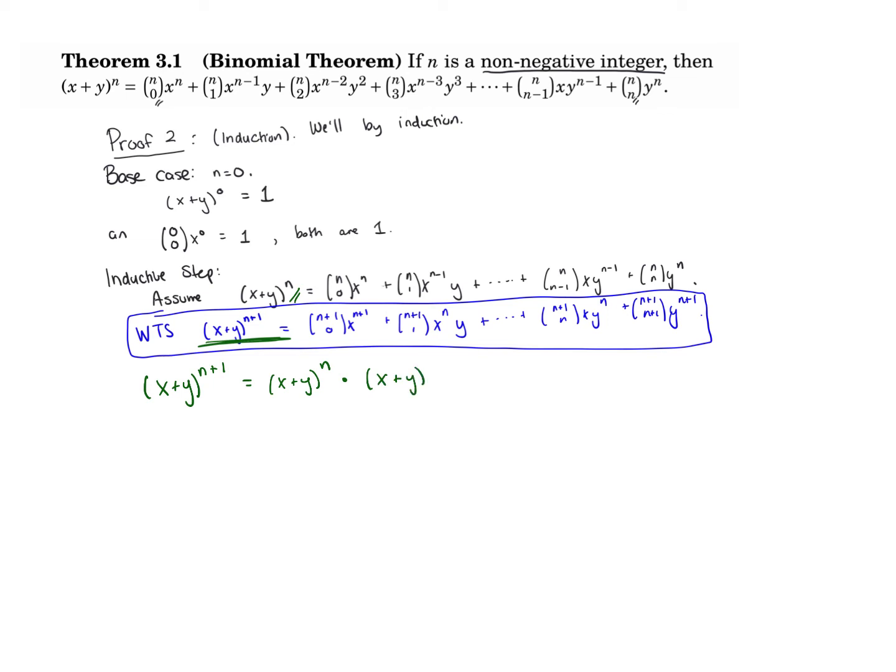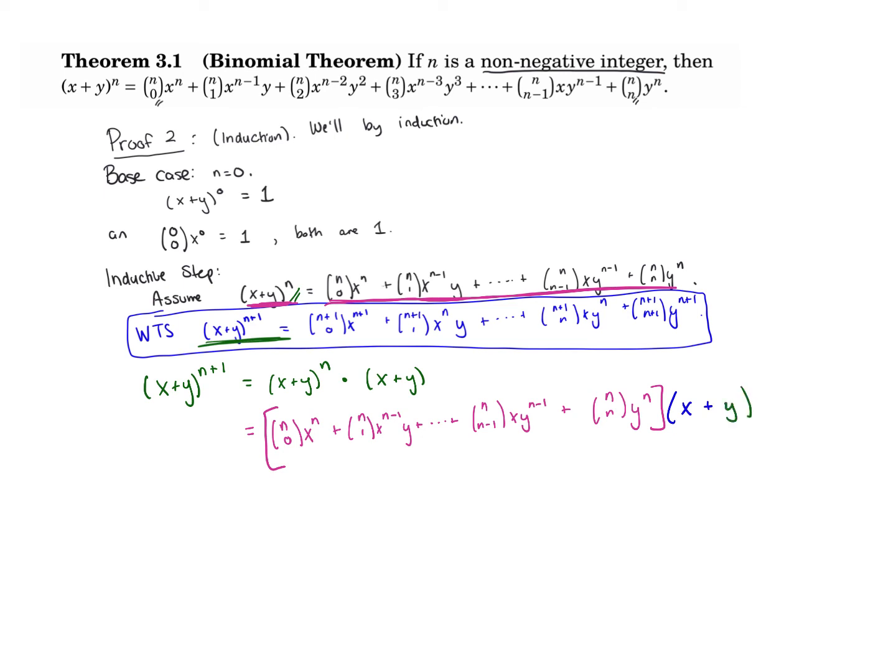Now by my inductive hypothesis, x plus y to the n is this really long expression here. It might be beneficial to write that out in sigma notation or sum notation, but I'm not going to do that. I'm just going to go for it and write it out as a sum of a bunch of terms here. Dot, dot, dot, plus n choose n minus 1, x, y to the n minus 1, plus n choose n, y to the n. And then that has to be multiplied by x plus y.